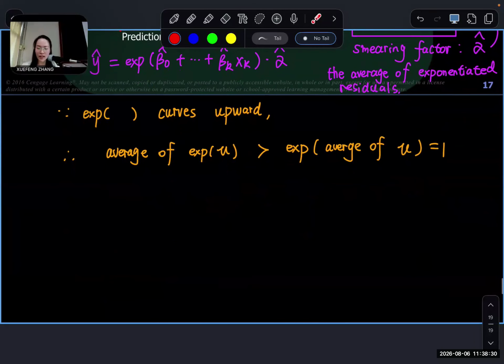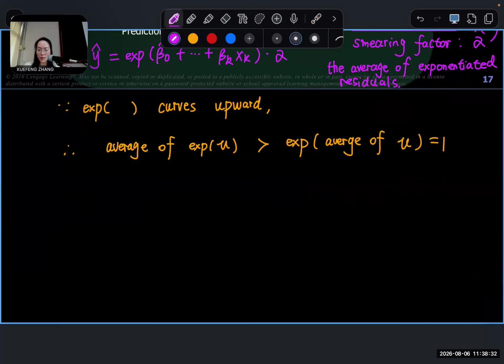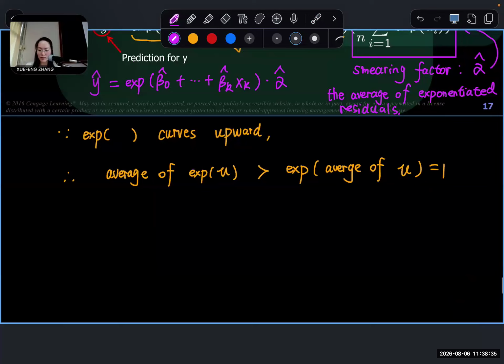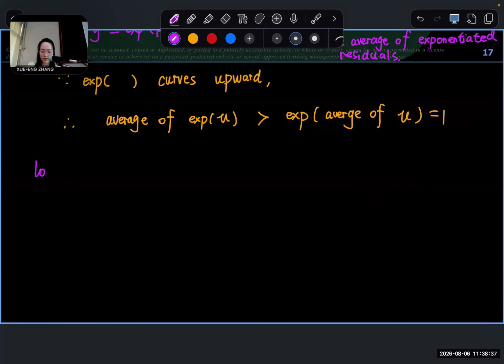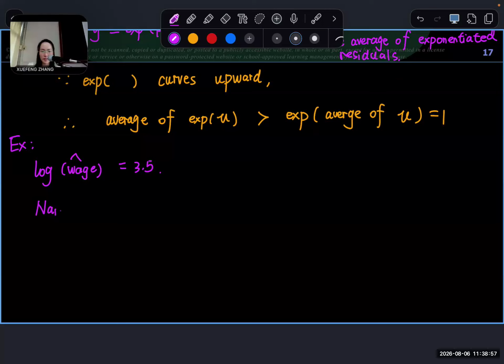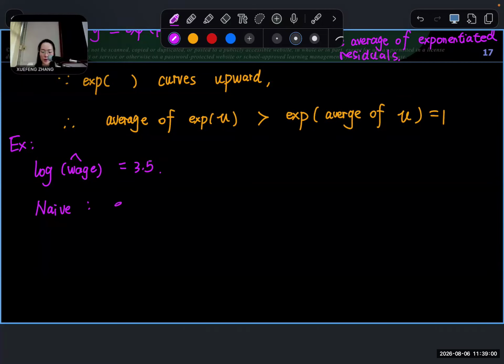Let me give you one example. Suppose our predicted log wage equals 3.5. So this is our predicted log wage, right? So the simple way, if we exponentiate 3.5, what do you get? Can you use your calculator?